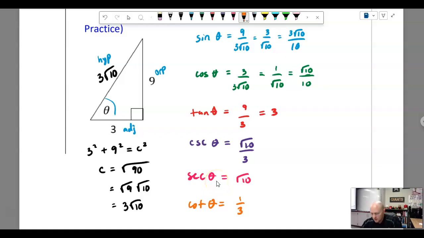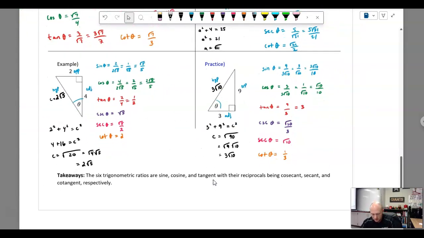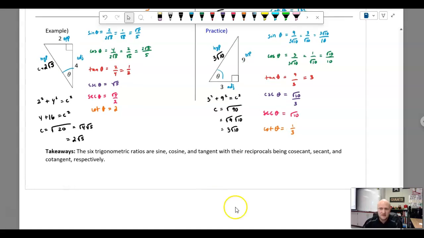That's going to do it for this video. Hopefully in this video you were able to identify the 6 trigonometric ratios: sine, cosine, tangent, and their reciprocals, cosecant, secant, and cotangent respectively.